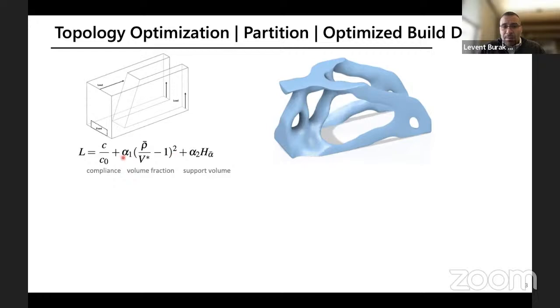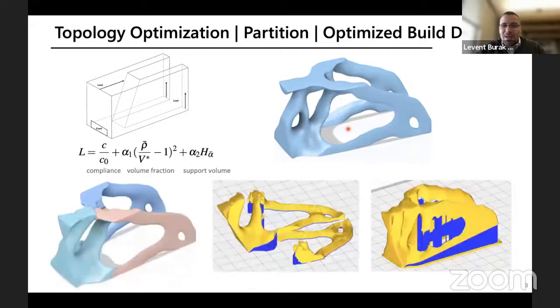Here, we are trying to optimize or minimize three different objectives. The first objective is the compliance of the structure. The second one is a target volume fraction, meaning that we want to remove, let's say, 80% of the initial mass. And the final one is the amount of support structure. So all these disparate objectives have to be jointly minimized in order to create the shape on the right.